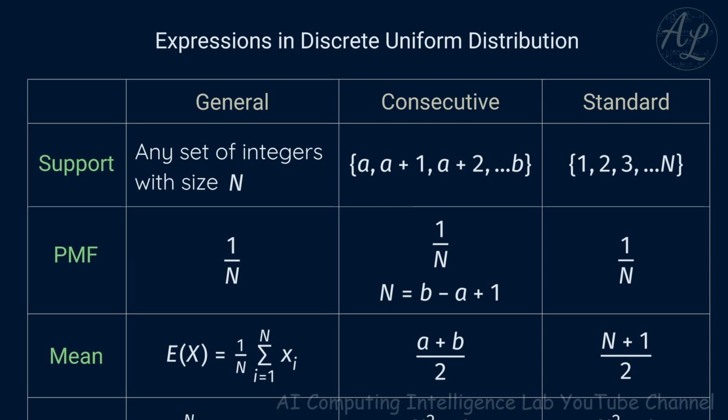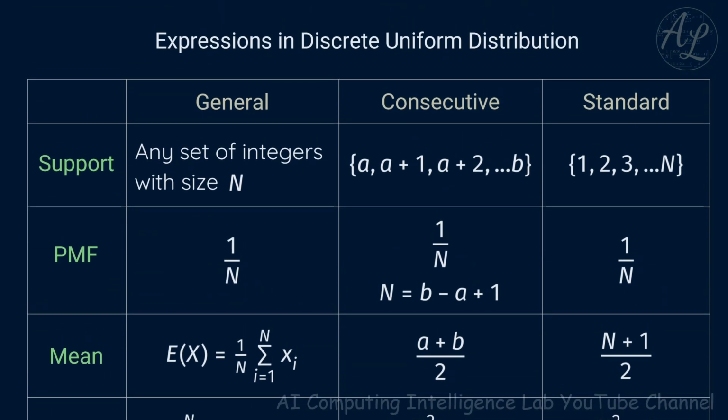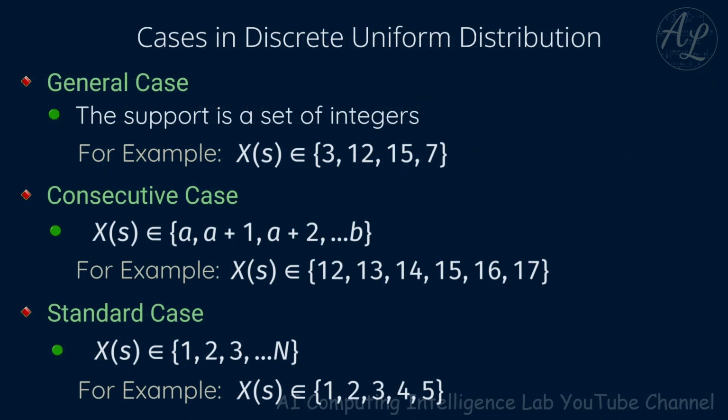We have here the expressions for the support, for the probability mass function, or PMF, for the mean, for the variance, and for the moment generating function, or MGF. And we have them for different cases in discrete uniform distribution. Remember the definition of these cases. We have already discussed the descriptions of the different cases in the discrete uniform distribution. We have the general case, the consecutive case, and the standard case.